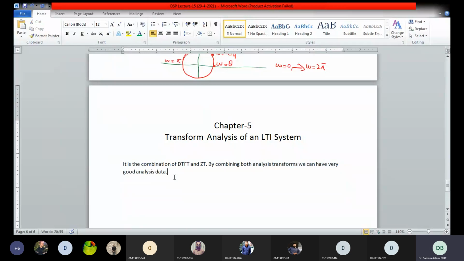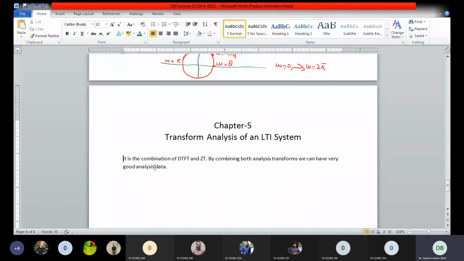Right, so here we discussed it. Your article number 5.1, this is basically phase analysis of a system.